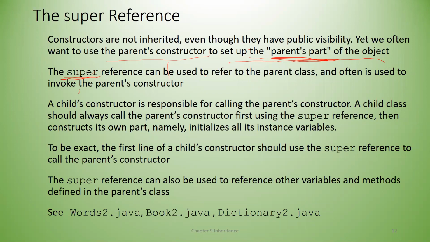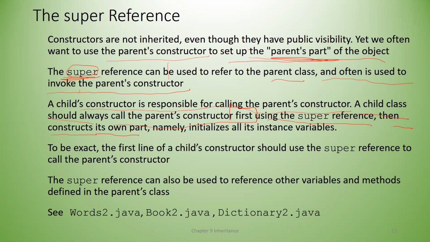The super reference can be used to refer to the parent class. So when you use this keyword super, you are talking about the parent class, and often it's used to invoke the parent constructor. A child's constructor is responsible for calling the parent's constructor. A child class should always call the parent's constructor first using the super reference. So this is important. Then the constructor constructs its own part.